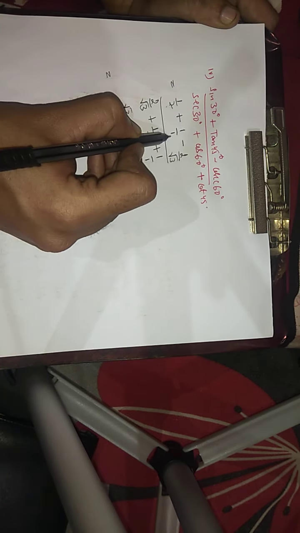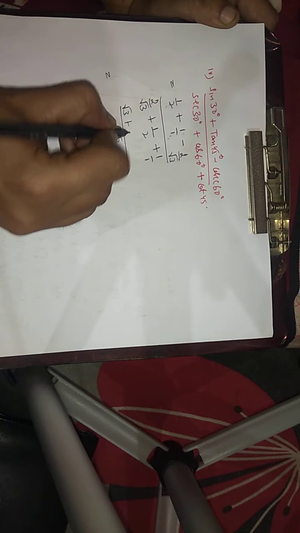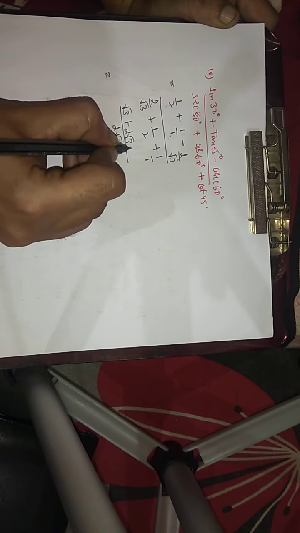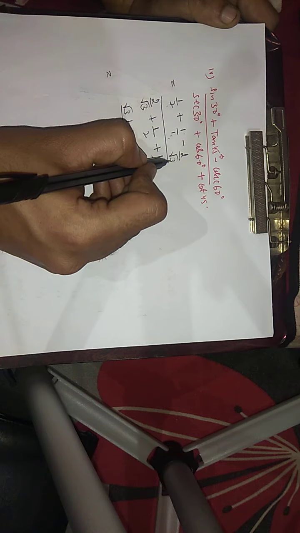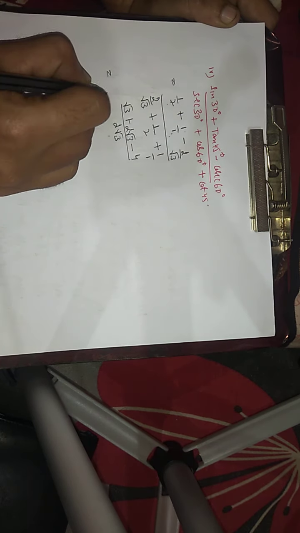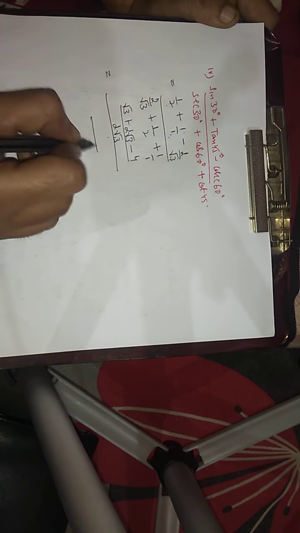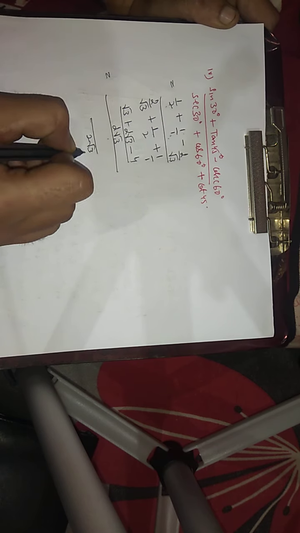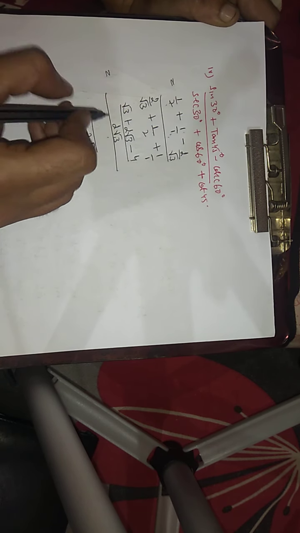2 under root 3 divided by 1, 2 root 3. 2 root 3 into 1, 2 root 3. Minus 2 root 3 divided by root 3 gives 2. 2 2s are 4, whole divided by 2 root 3. 2 root 3 divided by root 3 gives 2, 2 into 2, 4. Plus 2 root 3 divided by 2 gives root 3. Root 3 into 1, root 3 plus 2.